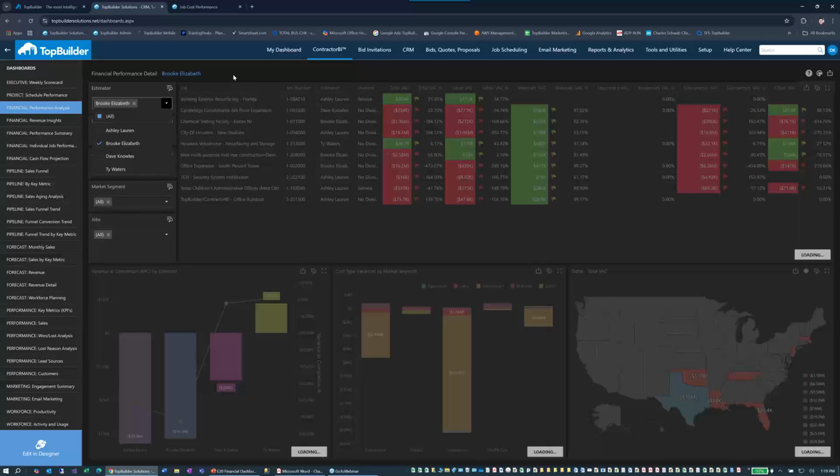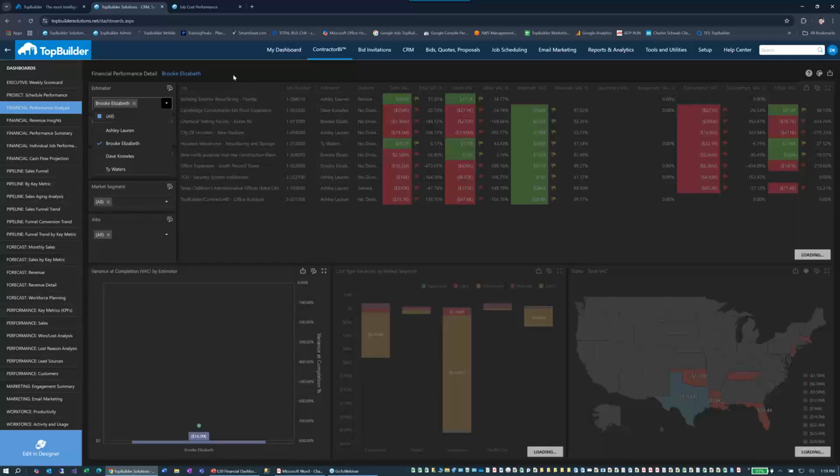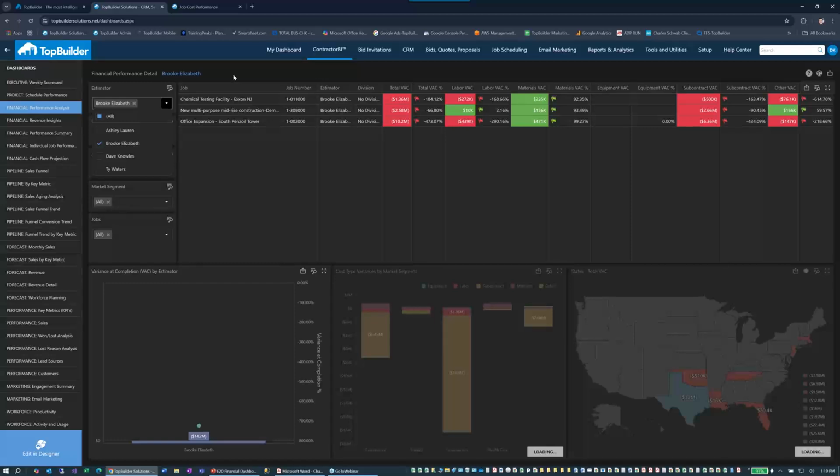I could focus on a specific job type. I could focus on a specific state. Texas or Oklahoma's looking pretty nasty down there in the lower right. But right now I'm focusing on the estimator. Okay. And now that I can just focus on Brooke, I can see that she's bidding all the different market segments, but government in particular is pretty bad.